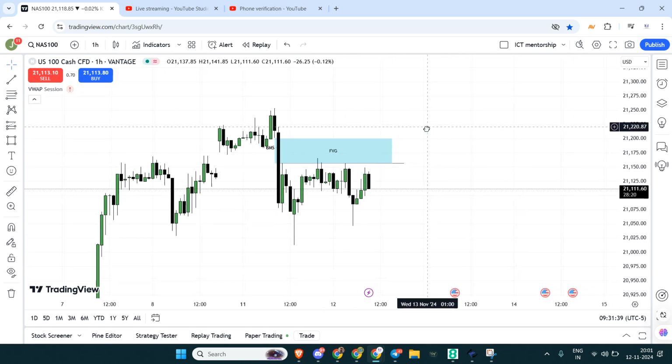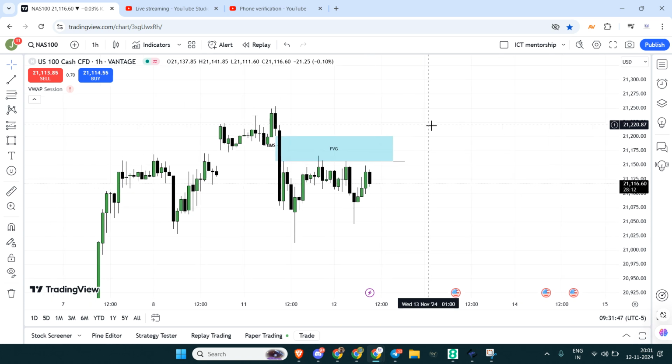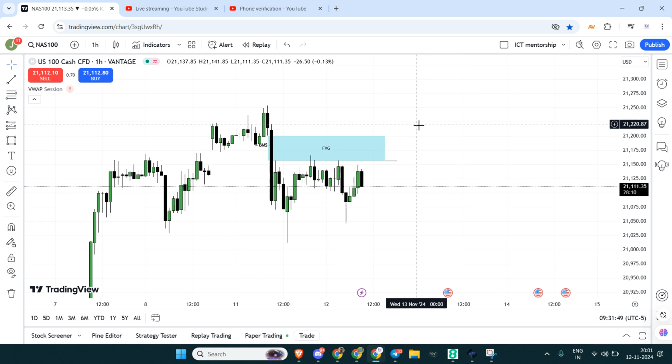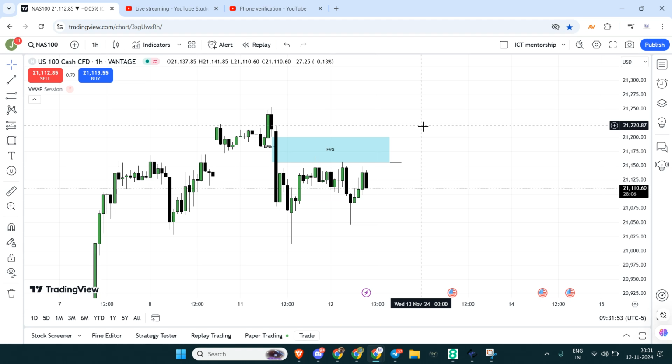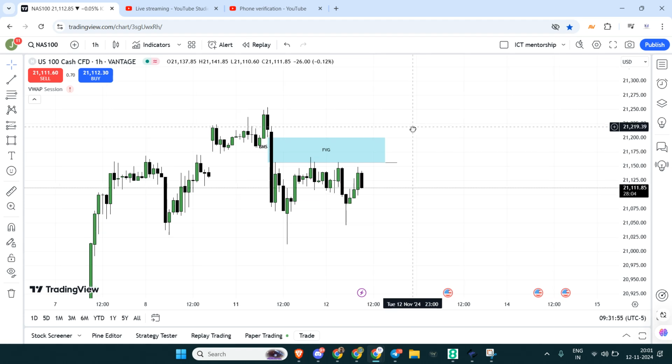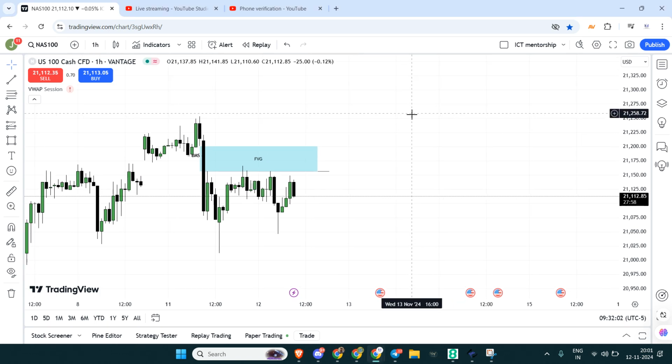FVGs are very good liquidity points, where there is a high probability that the market will react by entering that region. So we'll be looking for entries from FVGs. And I already mentioned, we are looking for some confirmations.